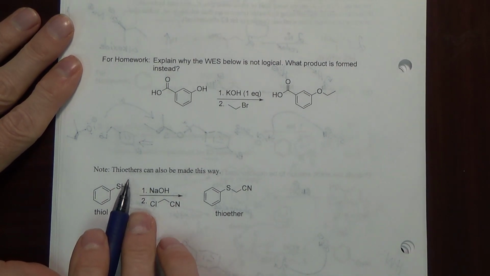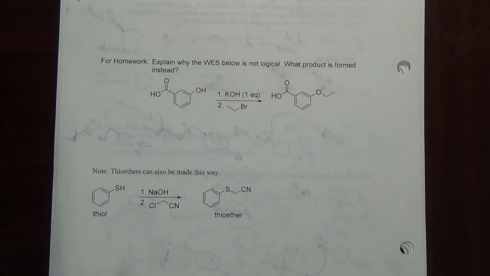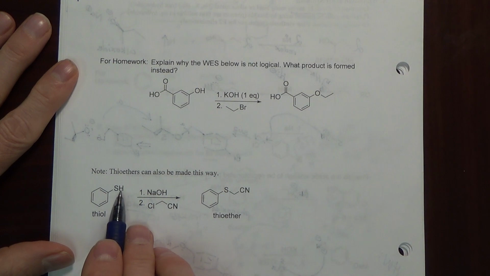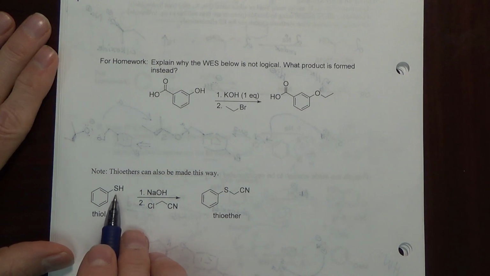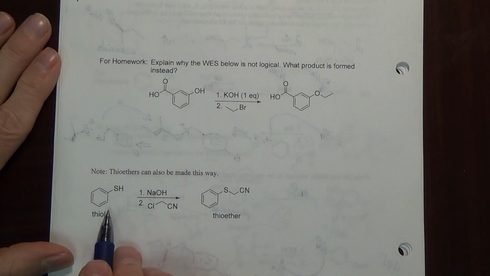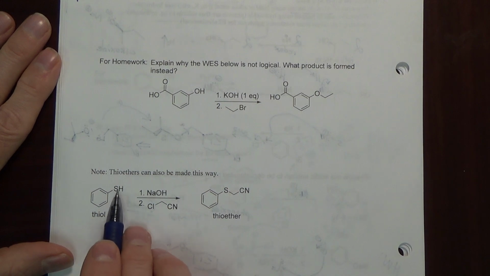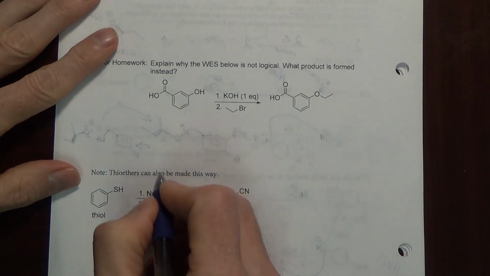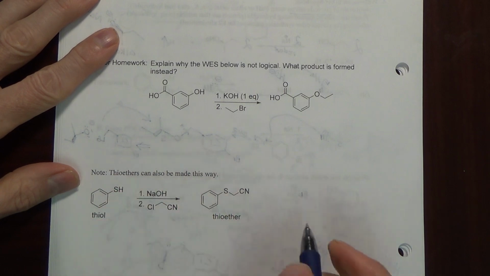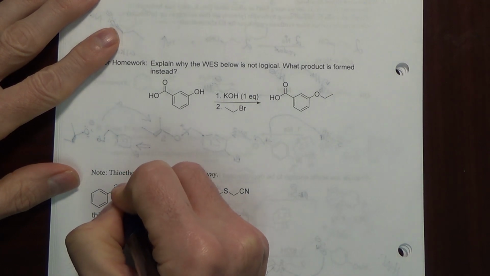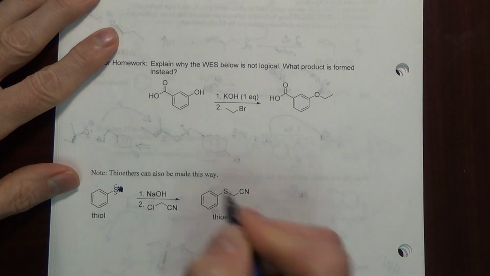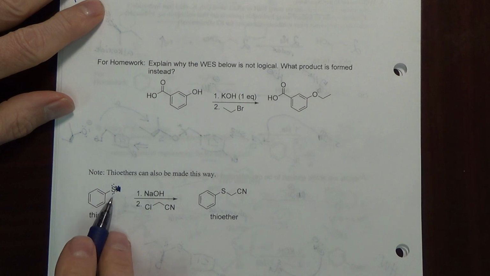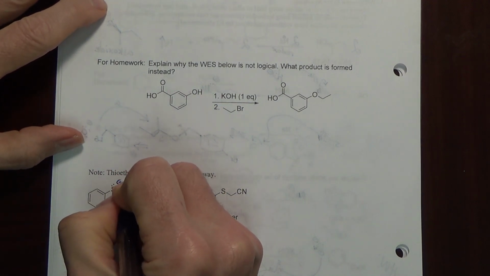thioethers can also be made by the Williamson ether synthesis. Instead of a phenol or a hydroxyl group, with sulfur below oxygen in the periodic table, we can have an SH, called a thiol. They're actually more acidic than the corresponding alcohols, and so with hydroxide, we can deprotonate it. You know your acid-base mechanism. I'm just going to show it deprotonated. That's called a sulfide, with an anion.